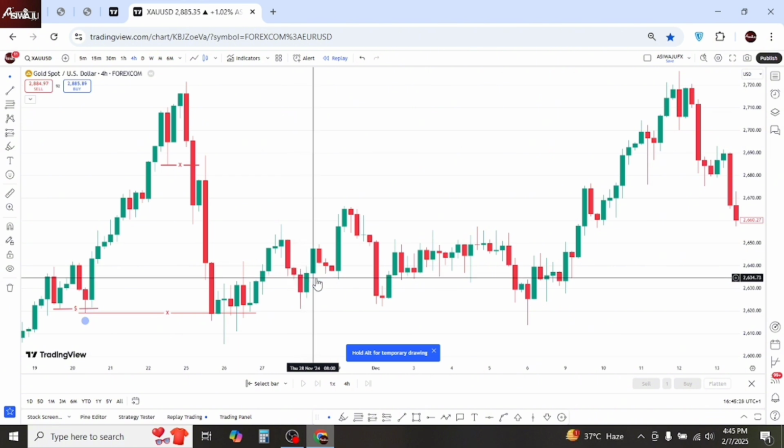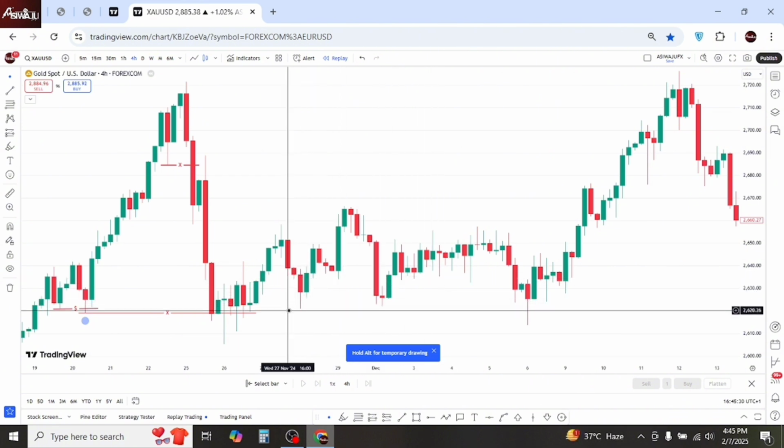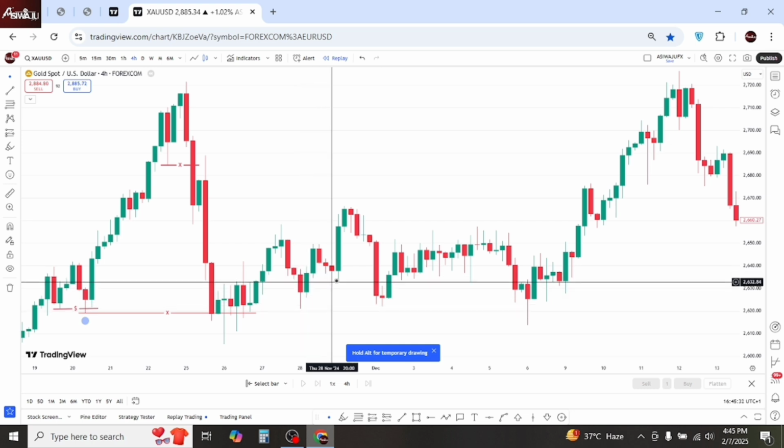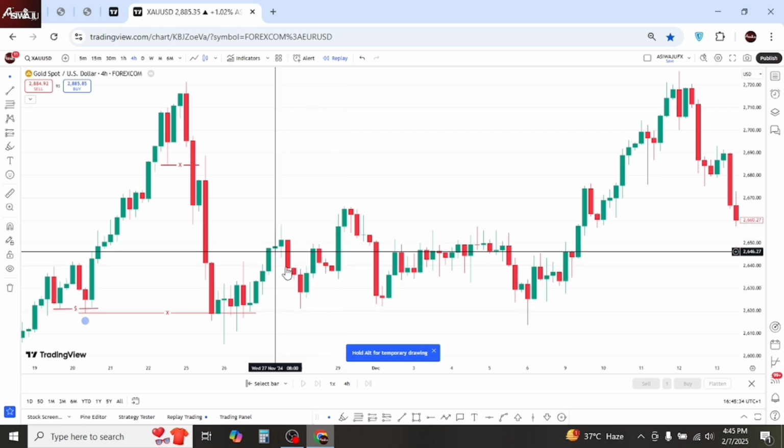We have a value pullback here, and at the same time we have a value pullback here. Now this pullback is inside of this major pullback we have here.